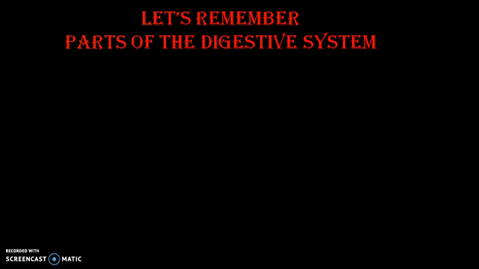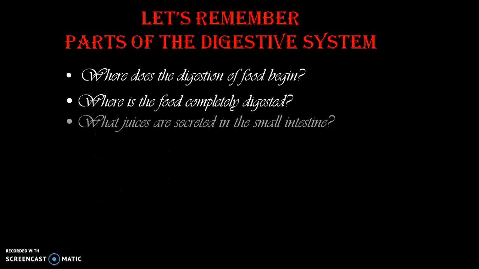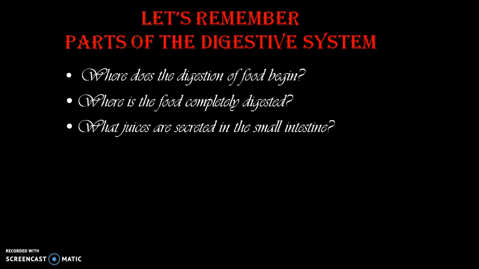Now let us remember the parts of the digestive system. Where does the digestion of food begin? It begins in the mouth. Where is the food completely digested? I know you remember, it is digested completely in the small intestine. What juices are secreted in the small intestine? There are 3 juices: pancreatic juice, intestinal juice, and bile from the liver.